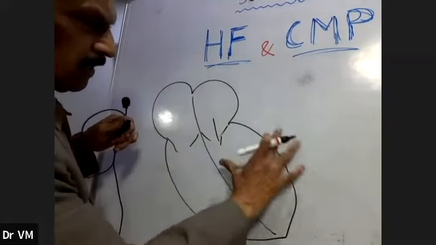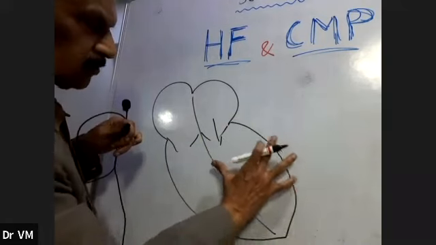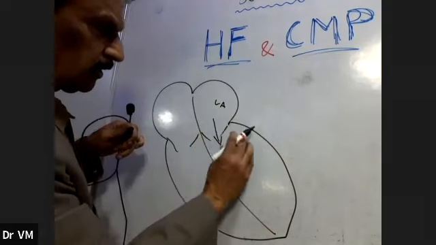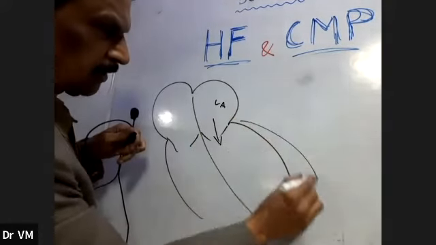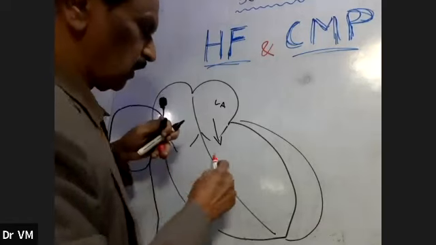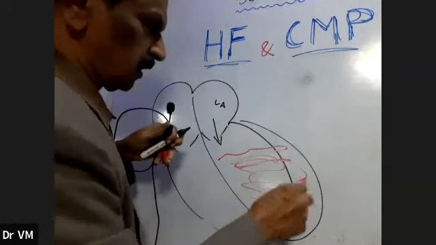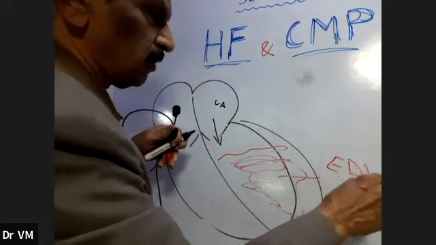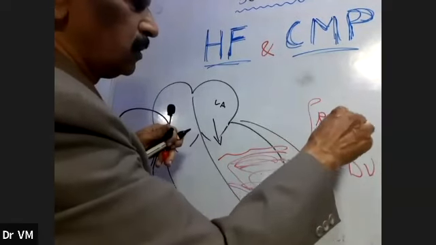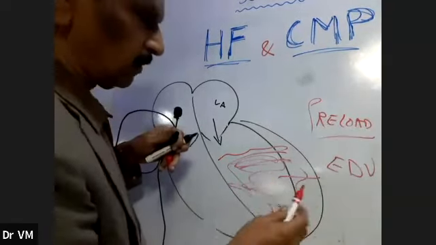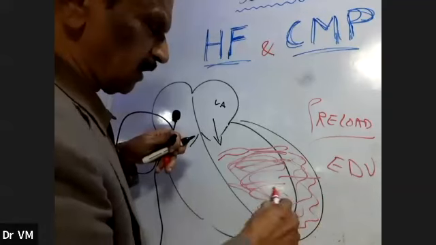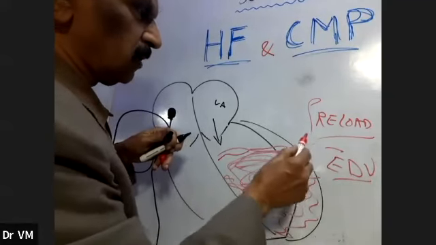When the ventricles are dilating, relaxing, diastoling, the left atrium pushes the blood down. At the end of the complete diastole, whatever blood is there in the left ventricle is called your end diastolic volume. This is called preload. At the end of the diastole, however much blood is in the left ventricle is your end diastolic volume, also called preload.